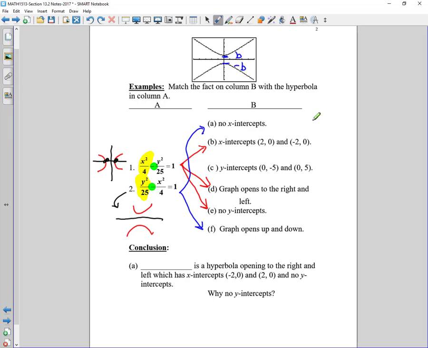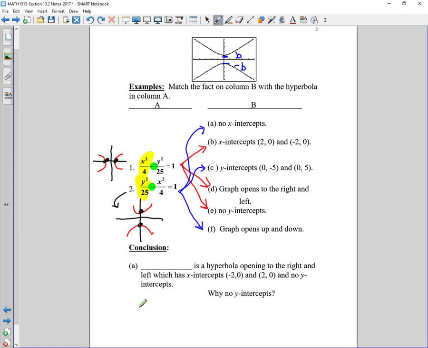But then it will have y-intercepts right here. And that 25 that is underneath the y squared, that's what gives you the y-intercepts. And the y-intercepts always have 0 for x, so then I know that it will be matched with C.